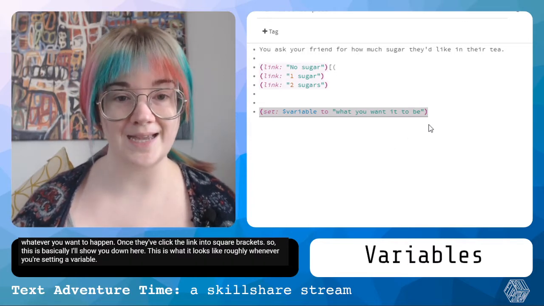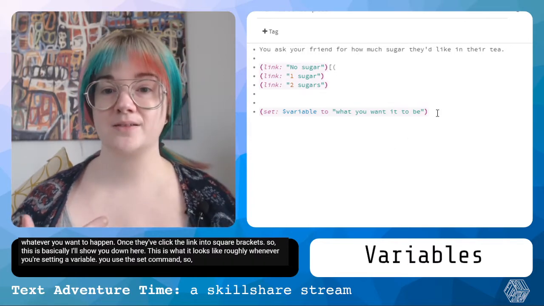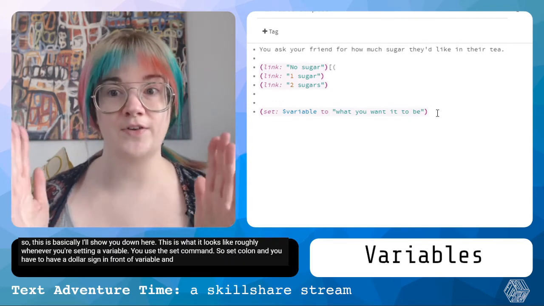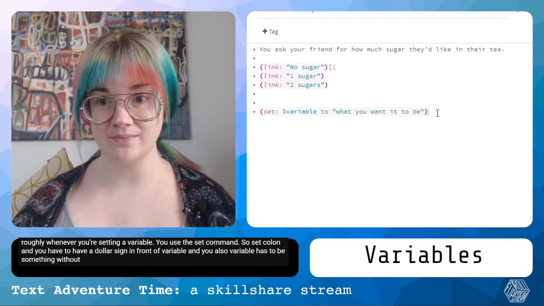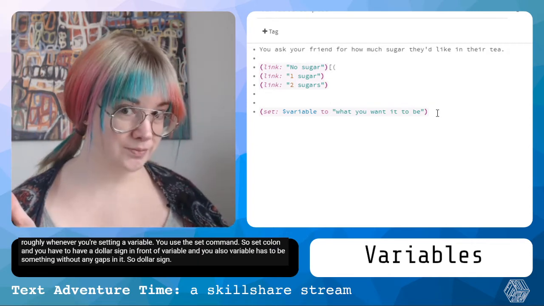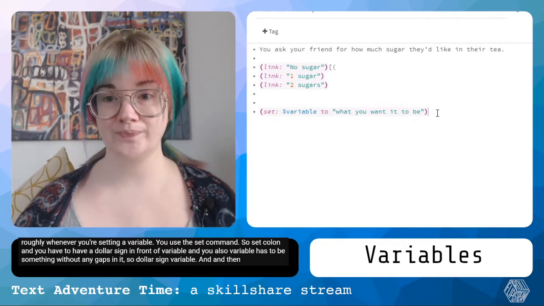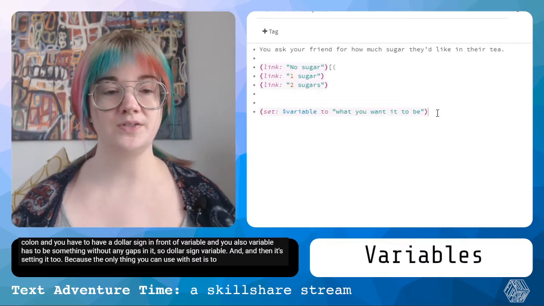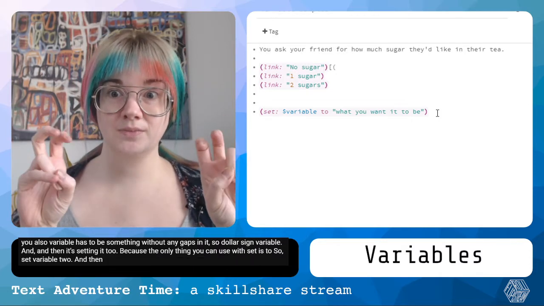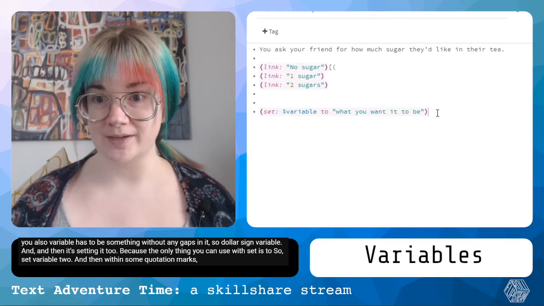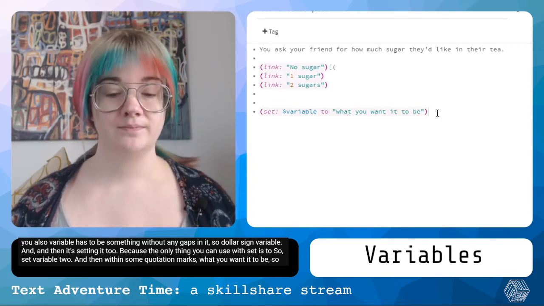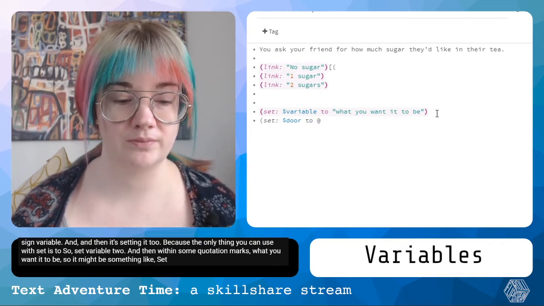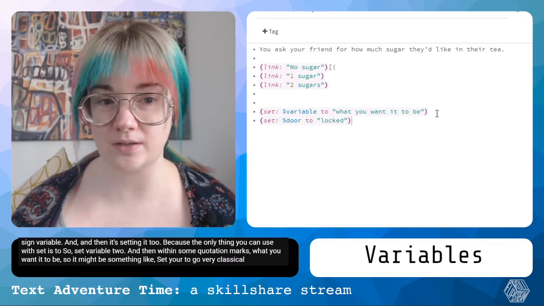You use the set command. So it's set, and you have to have a $ in front of variable, and the variable has to be something without any gaps in it. So $variable, and then it's setting it to, because the only thing you can use with set is to. So set variable to, and then within some quotation marks, what you want it to be. So it might be something like set door to go very classical, to locked.